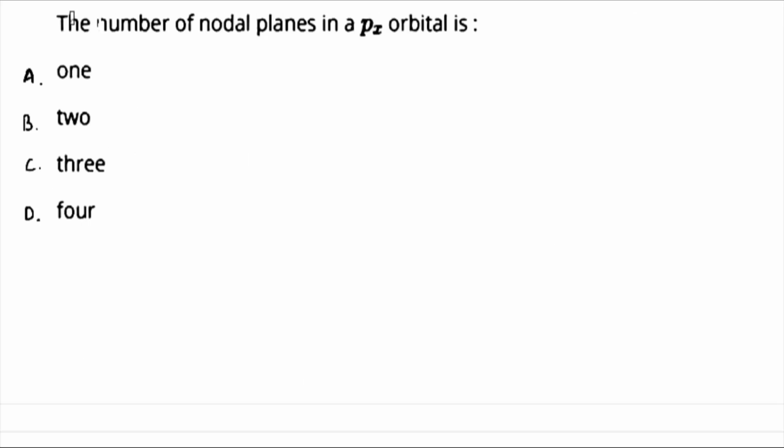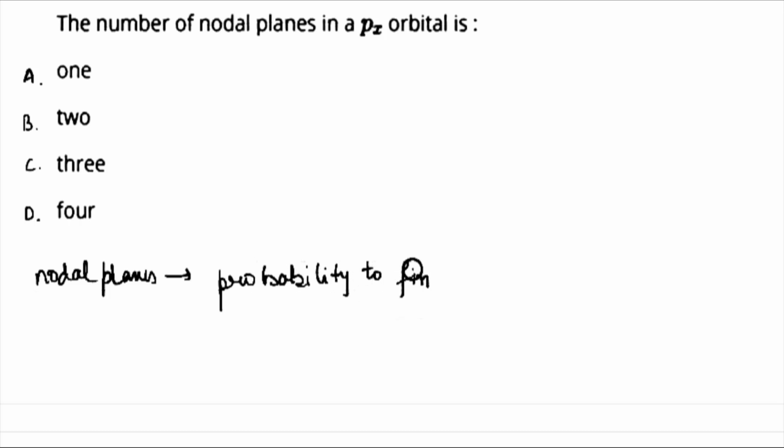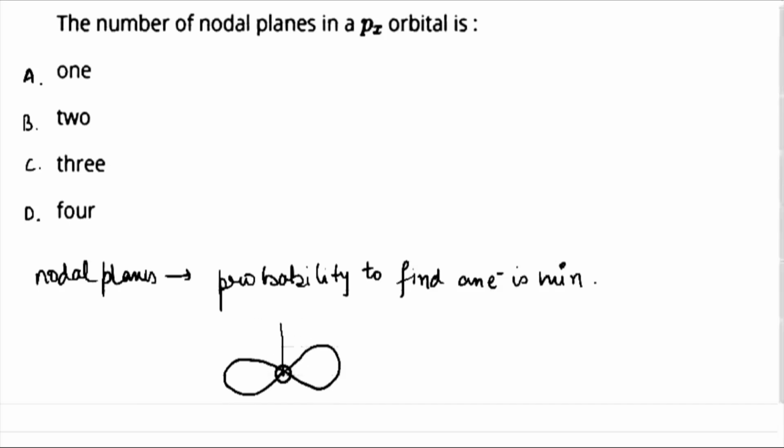Thank you. Here, the given question is: the number of nodal planes in a px orbital is. Nodal planes are planes where the probability of finding an electron is minimal. The p orbitals have a lobe shape like this. The plane which passes through the center has zero probability for finding electrons. This is the nodal plane of p orbitals.